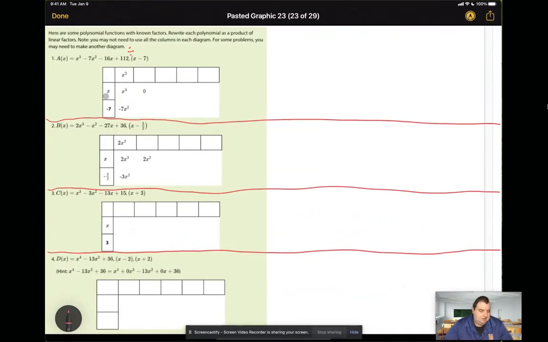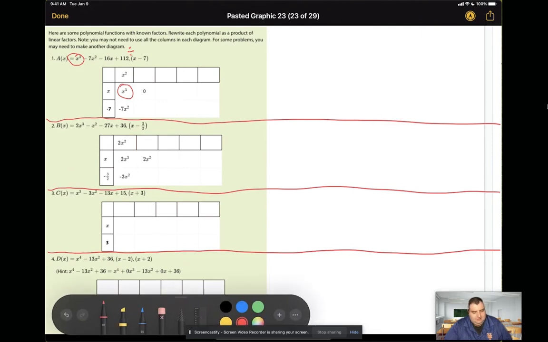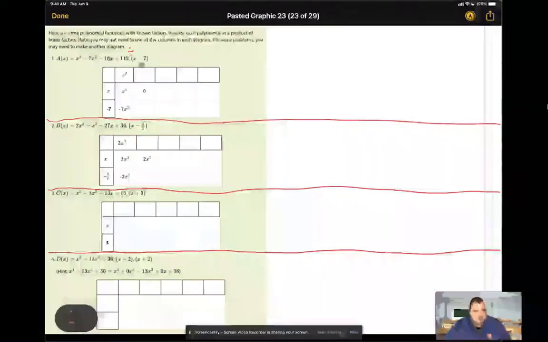Denominator goes along the side of the box. We would leave this blank, okay? And then we would put the first term of the numerator in the top left here. And the way we're going to do this is as follows.